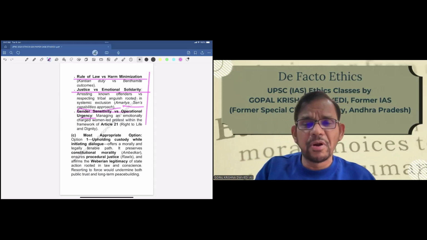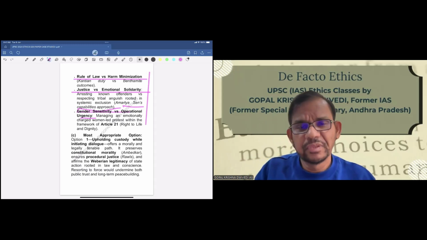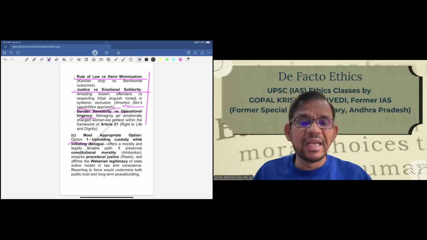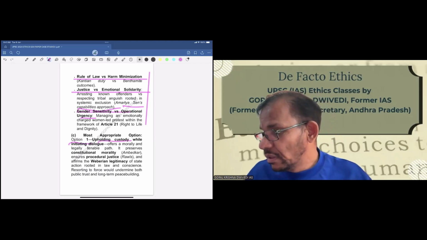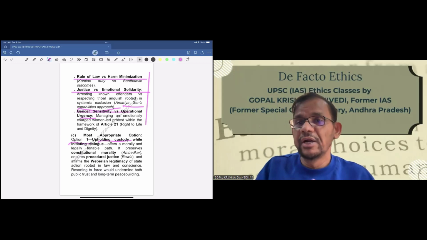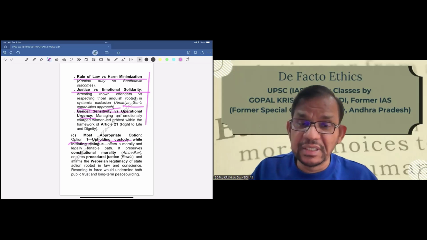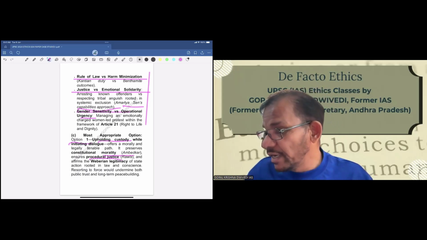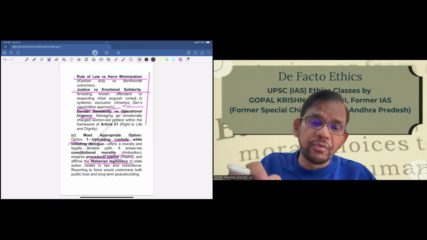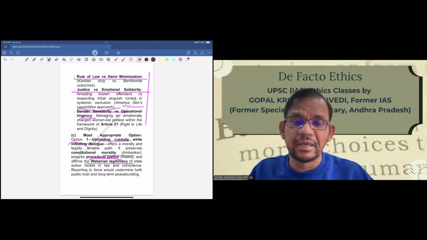Now what is the most appropriate option? So the most appropriate option is option 1. Now what is option 1? Upholding custody while initiating dialogue. That offers a morally and legally tenable path. It preserves constitutional morality, which is advocated by Ambedkar. It ensures procedural justice by John Rawls. And it also affirms the Weberian legitimacy of the state, action rooted in law and conscience. Resorting to force would undermine both public trust and long-term peace building.